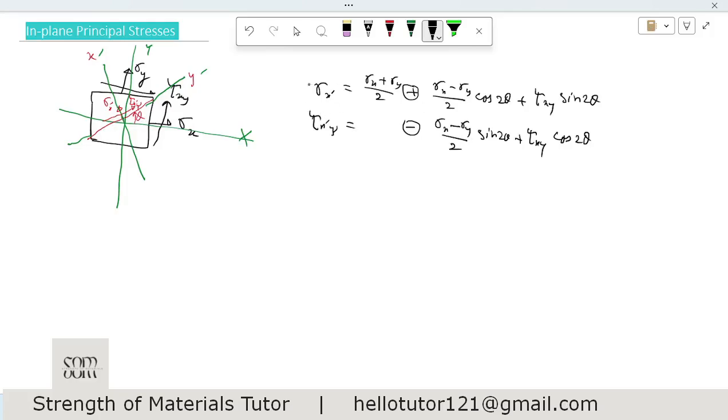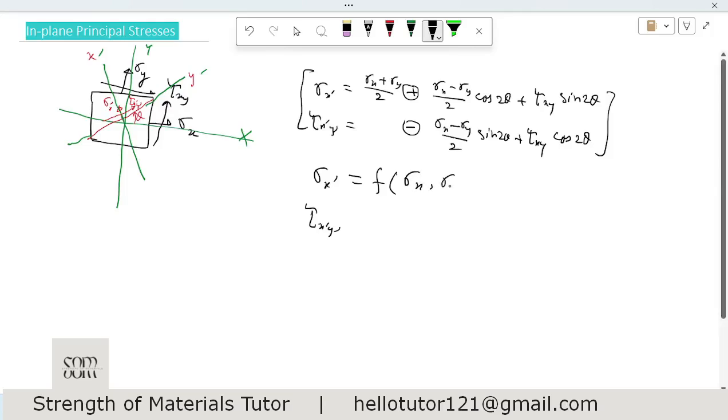So from this you understand that sigma x prime, and in fact tau x prime y prime, are functions, meaning they depend on sigma x, sigma y, tau xy and theta, okay? Similarly, tau x prime y prime depends again on sigma x, sigma y, theta and tau xy. So this is also a function of sigma x, sigma y, tau xy and theta, right?